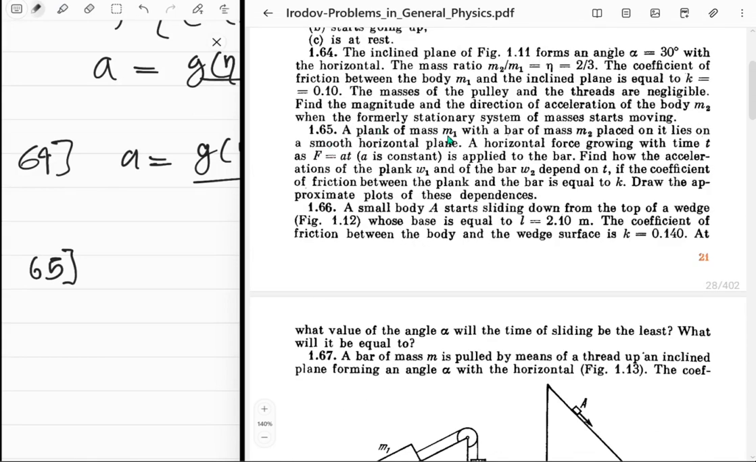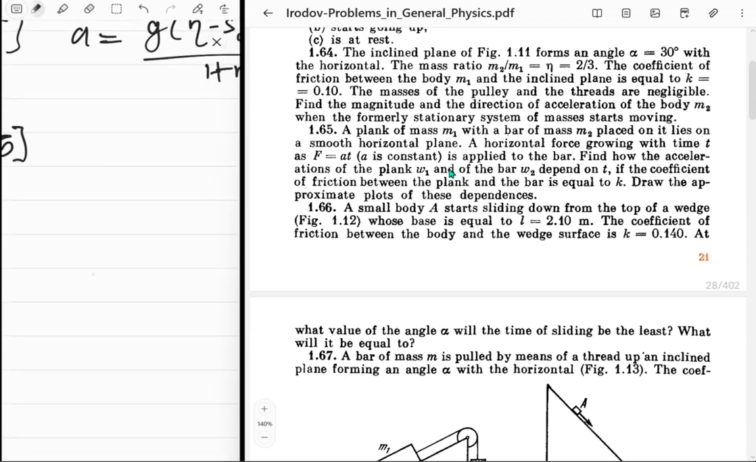A plank of mass m1 with a bar of m2 placed on it lies on a smooth horizontal plane. What? They give us a figure? No, okay. Mass m1 with a bar of m2, okay, let's draw this thing. What? On a smooth inclined plane, right? No, horizontal plane. Plank, a bar on it. A horizontal force growing with time t is applied to the bar. Find how the acceleration of the plank W1 and of the bar W2 depends on it. If the coefficient of friction between plank and bar is equal to K, draw the approximate plots of it. Oh, come on. This is just tedious now.